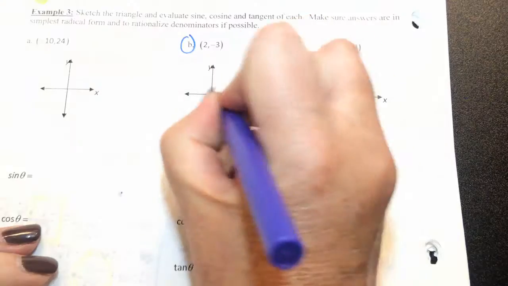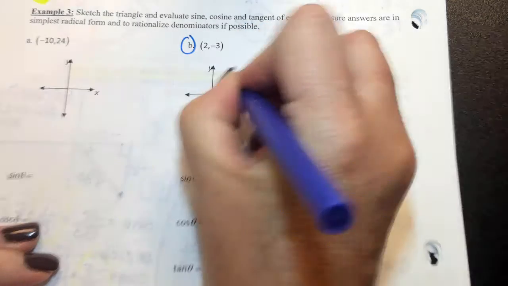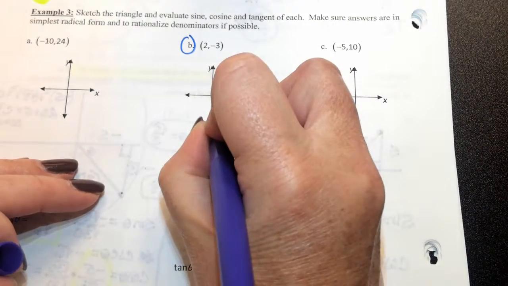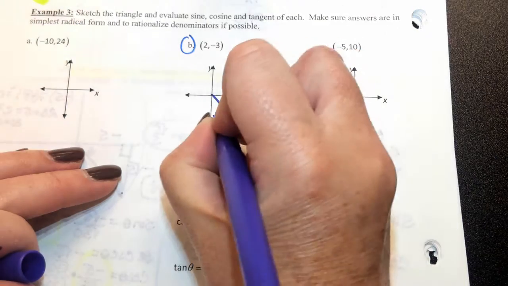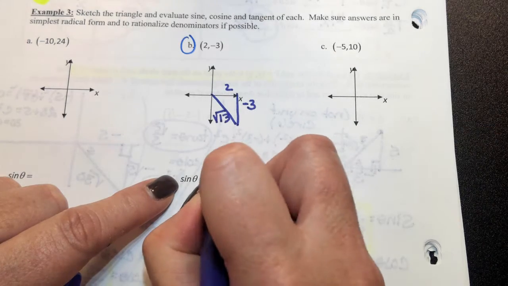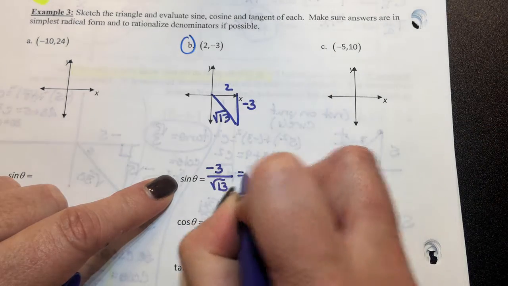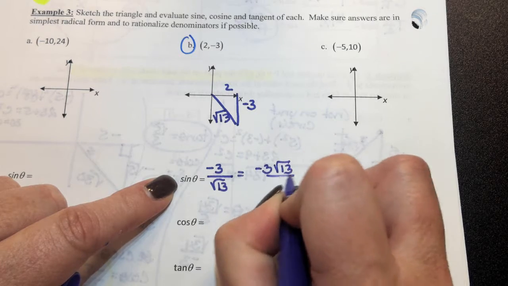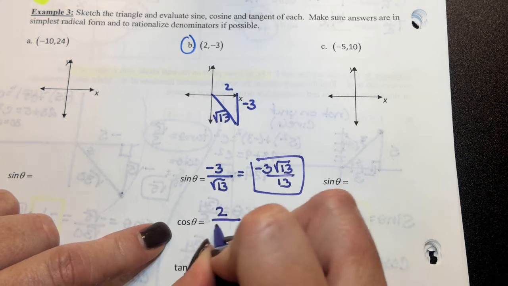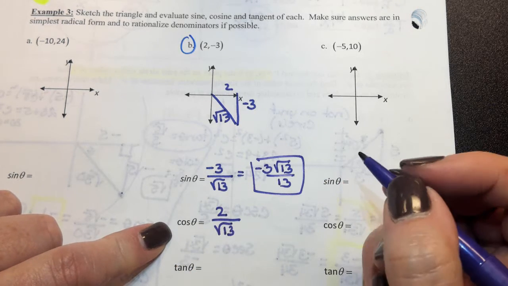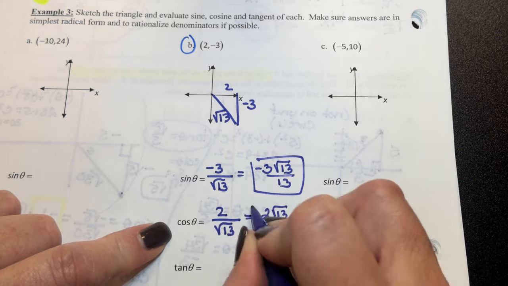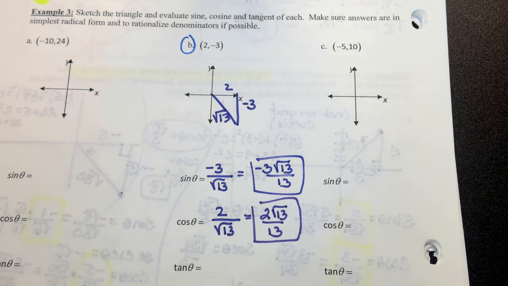So again, we should end up with a triangle down here in quadrant 4. And again, most of you found the hypotenuse to be square root of 13. And remember, the hypotenuse is always positive. So the sine is going to be the opposite over the hypotenuse, which when I rationalize that is negative 3 square root 13 over 13. Cosine is the adjacent over the hypotenuse, and we already talked about how that's going to be positive. So when I rationalize that, you should end up with 2 square root 13 over 13. So any questions where I found the sine or the cosine?